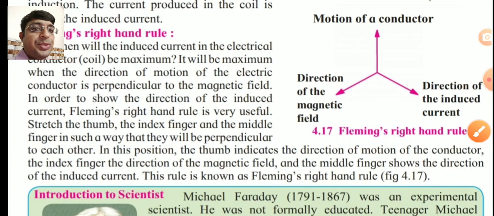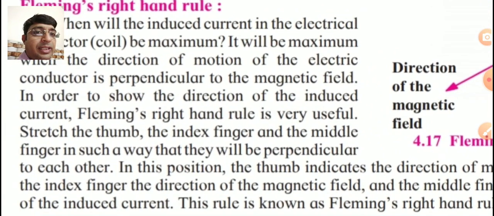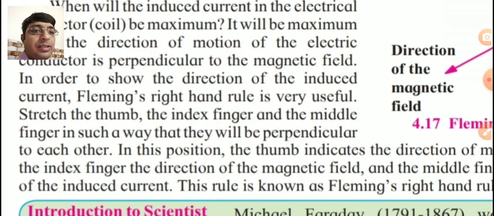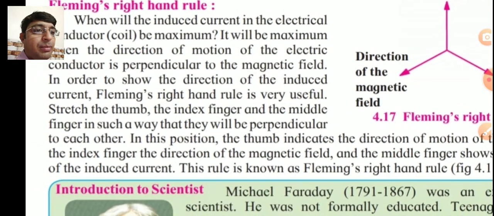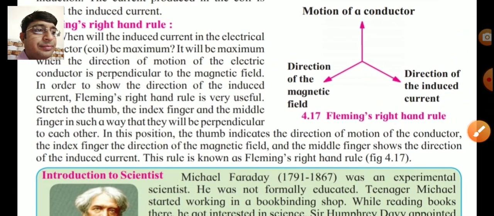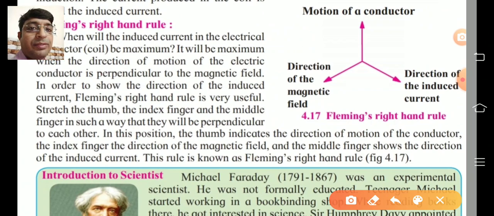Next, in order to show the direction of induced current, Fleming's right hand rule is very useful. So what is that rule? We are marking the answer here. Check. Start from here. First point: stretch the thumb, index finger and the middle finger in such a way that they are perpendicular to each other. In this position, again we are changing the order here.